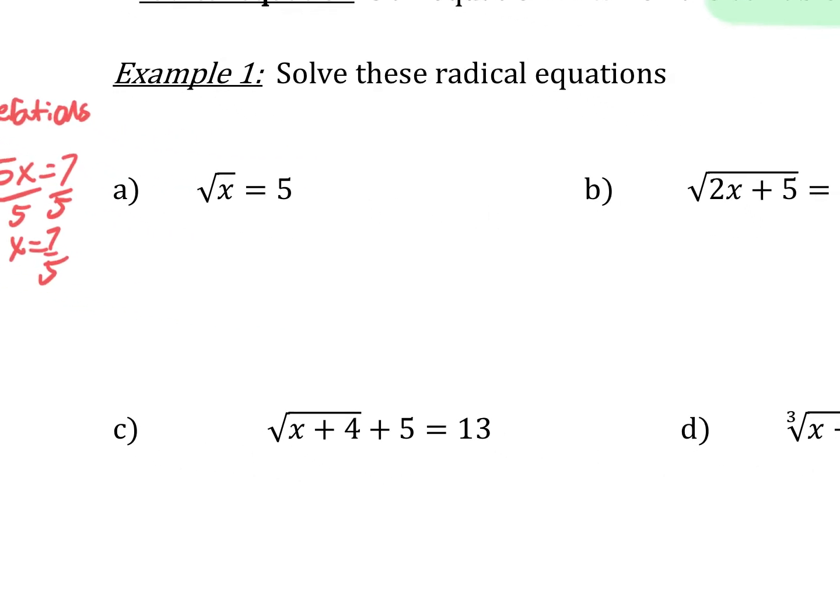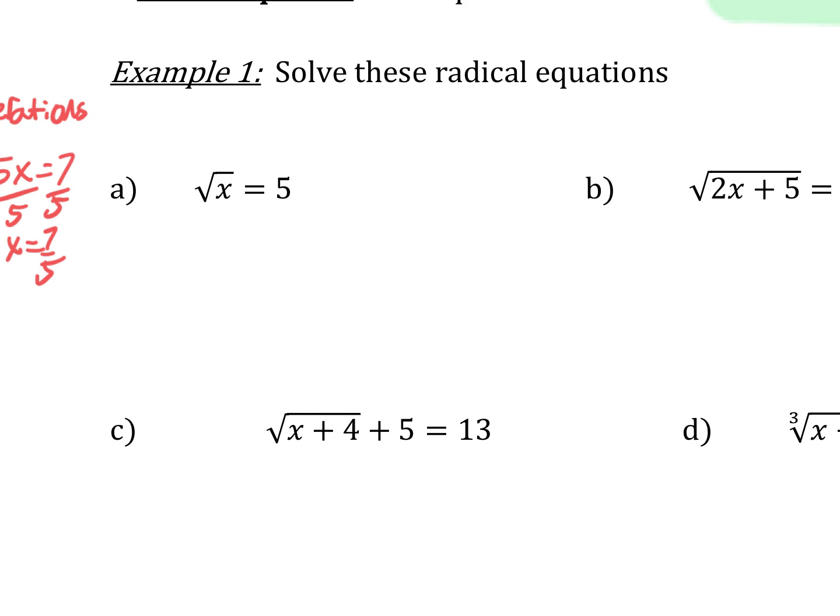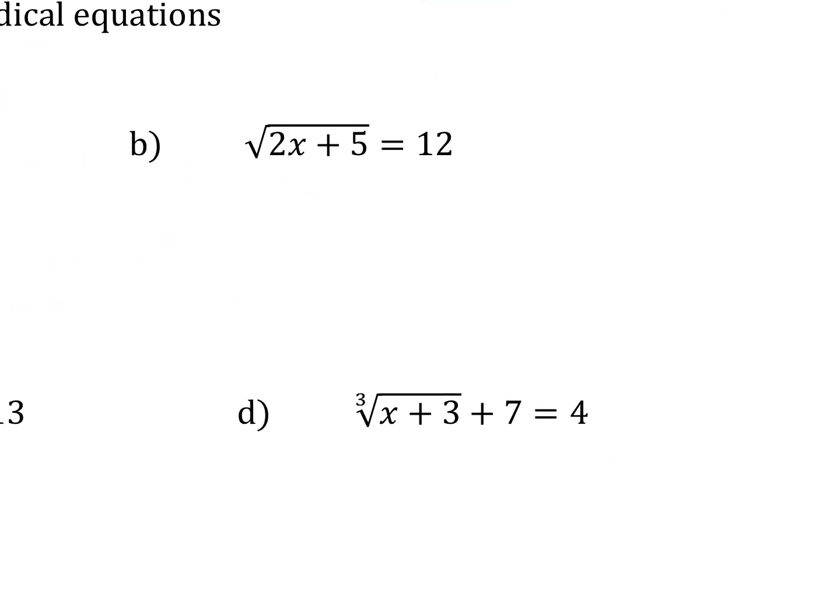All right? So what is the inverse or the opposite of square rooting? Well, that would be squaring, right? The opposite of squaring is square rooting and vice versa. So if we square both sides, we get 5 squared, which is 5 times 5, 25. And you can check it by saying the square root of 25 equals 5, and that is true. Now, we are going to have to check our answers here.